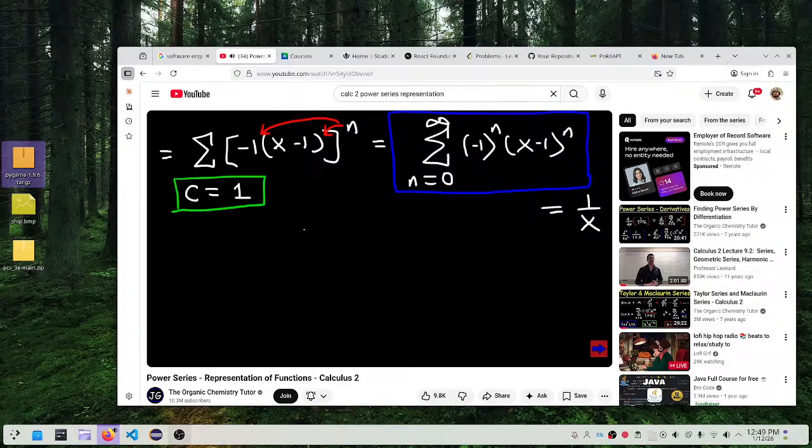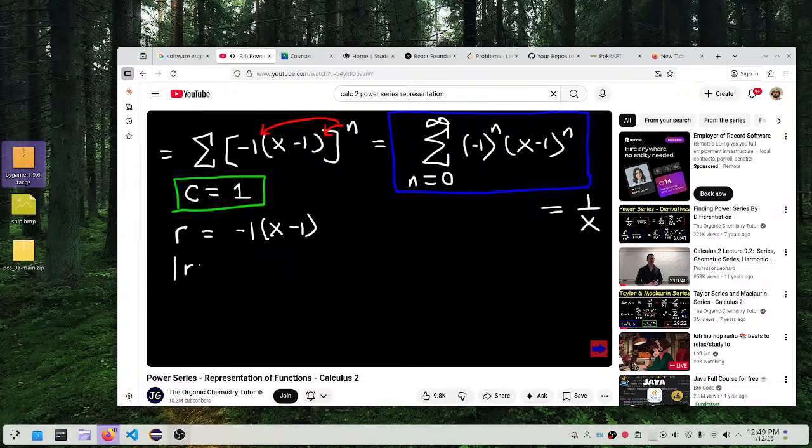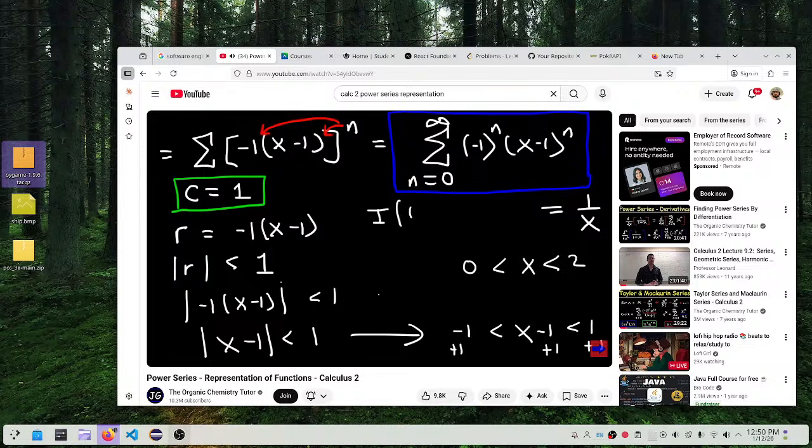Now what else do we know? We know the common ratio determines the interval of convergence, that's our next step. For any geometric series, the absolute value of r has to be less than 1 in order for it to converge. So in this case, the absolute value of negative 1 times x minus 1 has to be less than 1. The absolute value of negative 1 is 1, so we can just ignore that number. So now we can write this as x minus 1 has to be less than 1, but greater than negative 1. If we add 1 to both sides, x is less than 2, but greater than 0. And so the interval of convergence is from 0 to 2.